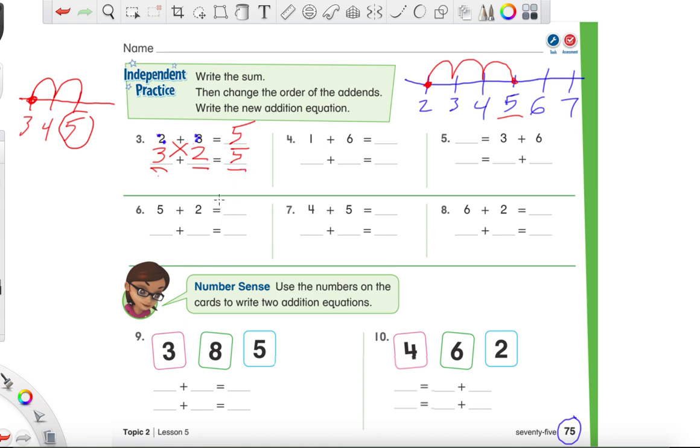I promise. If they don't, you need to really check to see where you might have made a mistake. Okay, it never hurts to double check your work.